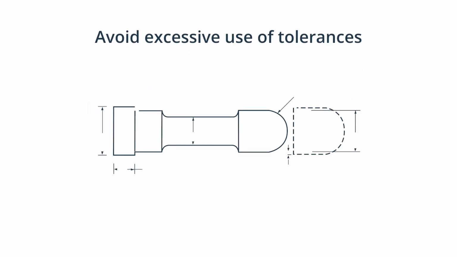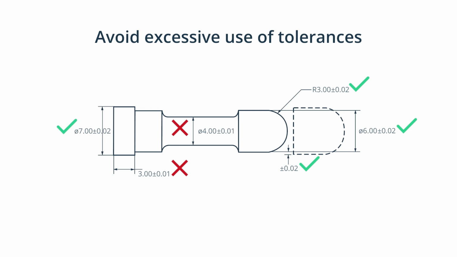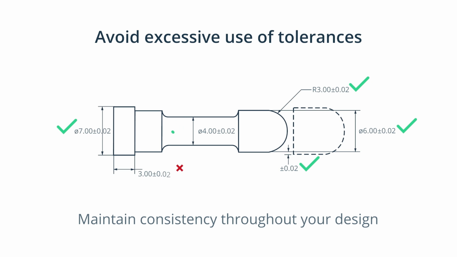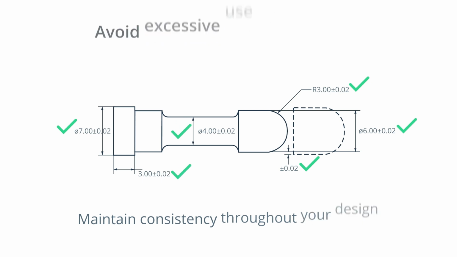3. Avoid excessive use of tolerances. If you don't specify tolerances in your design, the machine would simply use its standard tolerance. This helps save time and money. You should only specify tight tolerances when absolutely necessary. If you do specify tight tolerances, you should maintain consistency throughout your design. This helps reduce machining time.